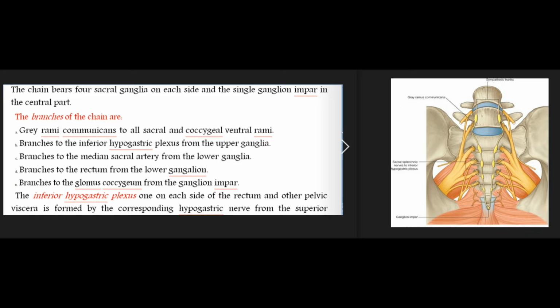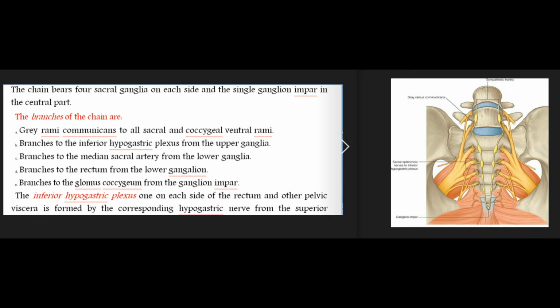The branches of the chain are: A. Gray rami communicantes to all sacral and coccygeal ventral rami. B. Branches to the inferior hypogastric plexus from the upper ganglia. C. Branches to the median sacral artery from the lower ganglia. D. Branches to the rectum from the lower ganglion. E. Branches to the glomus coccygeum from the ganglion impar.